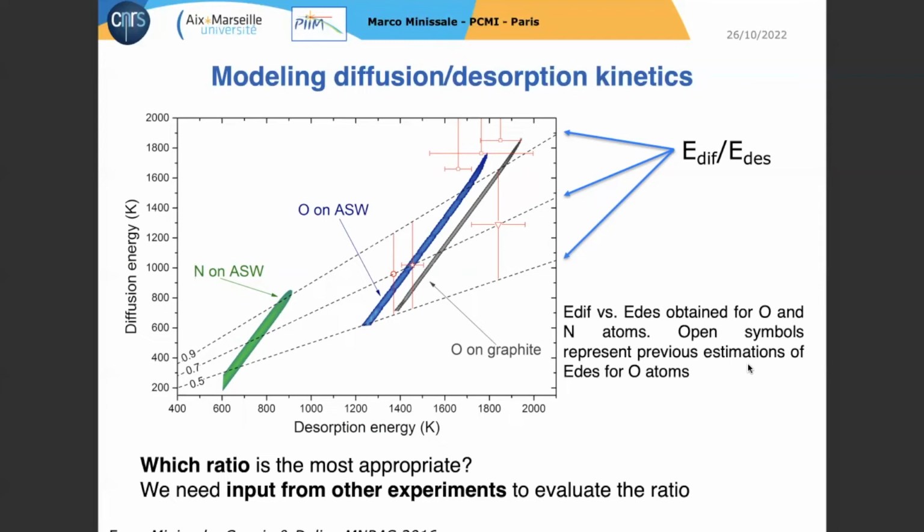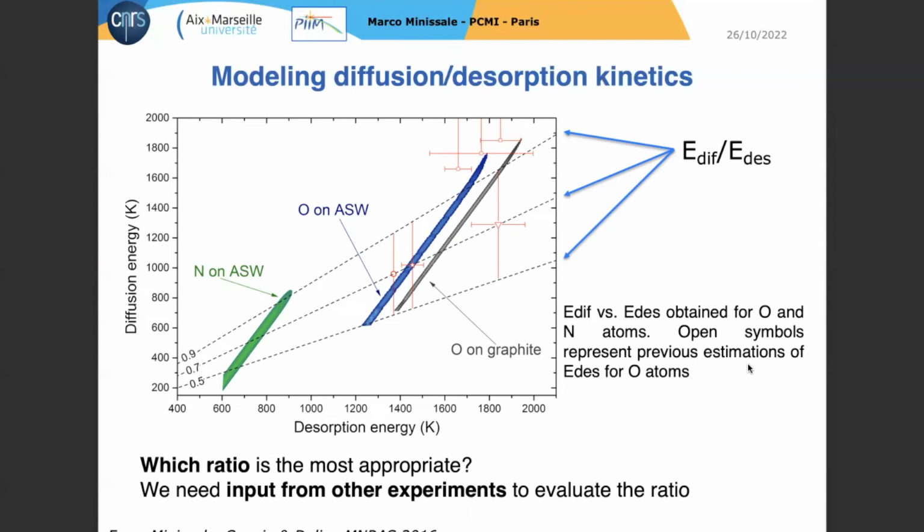But as you can see, for example, the diffusion here has quite a big error bar, because in the case of oxygen atoms on amorphous solid water it can go from 600 to 1600 Kelvin. So in this case we cannot really break the epistemic opacity, because we don't have a better constraint on one of the two parameters.